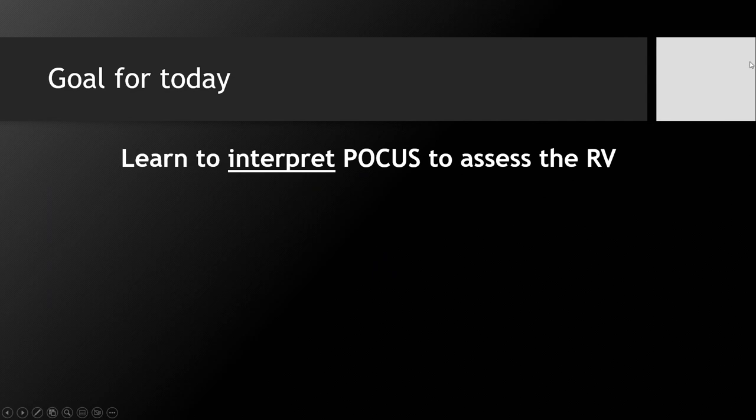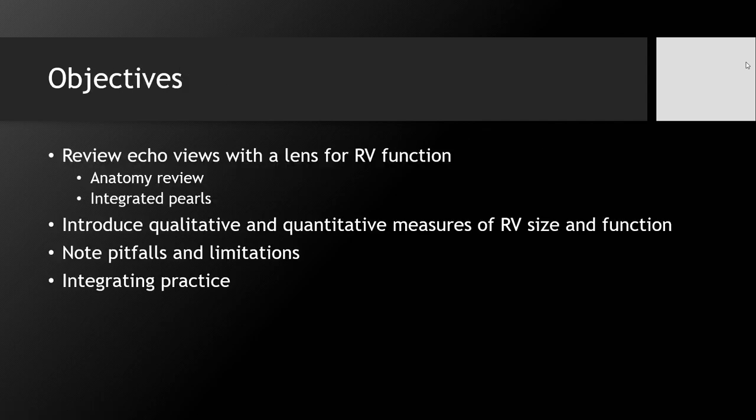The goal is to learn to interpret POCUS to assess the right ventricle, not focusing on image acquisition, but on interpretation. Our objectives will be to go through the various basic echo views, this time looking at them with the lens for the RV. For RV function, what is it that you can see about the right ventricle in each of these views? I'm going to review some anatomy, integrate certain pearls and pitfalls along the way, and share with you qualitative and quantitative ways of assessing RV function. And at the end, we'll speak briefly about integrating this into practice.